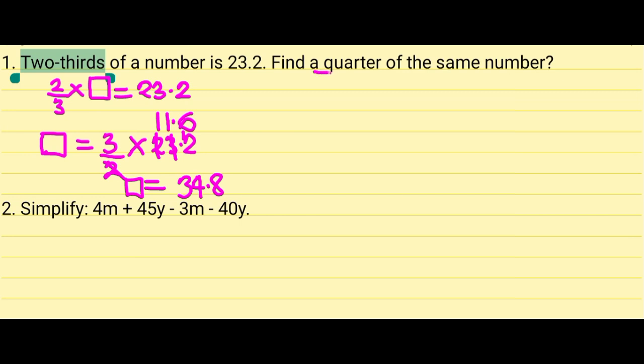Now we can do a quarter. A quarter is 1 over 4. So find 1 over 4 of, which is times, the same number we have gotten. So that is 34.8. Of course, you can do this over 1 if you want. So how many 4's can we have with this? You can use 2 to start with, but let's use 4 directly because of our time. How many 4's can we find in 34? That should be 8. 8 times 4 is 32. So we take 32 away from 34, we would have a remainder of 2.